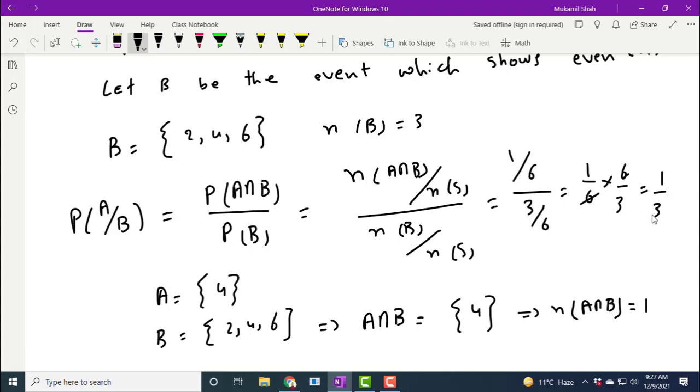So this is how to quantify conditional probability, and this is how to understand conditional probability from a numerical example.